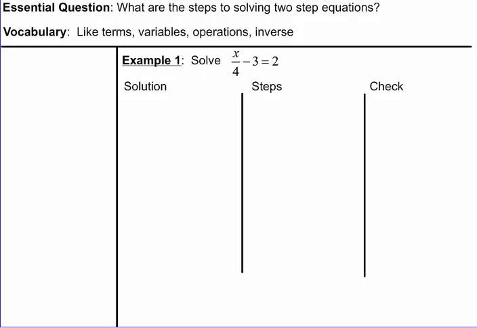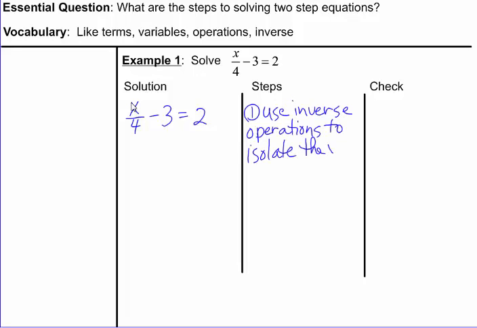So let's start by copying down the problem that we need to solve. This first example: x divided by 4 minus 3 equals 2. When you're solving equations, one of the things that you want to do is the inverse. You want to undo the operations that were done. So use inverse operations to isolate the variable. You want to get the variable by itself. That way you know what it's equal to. The variable x is equal to this number.